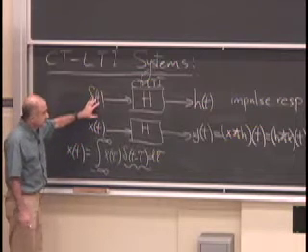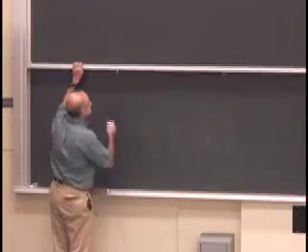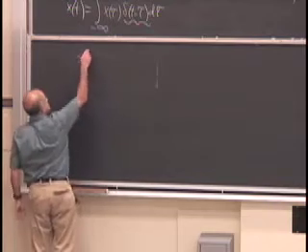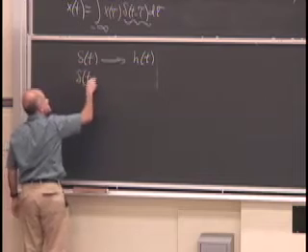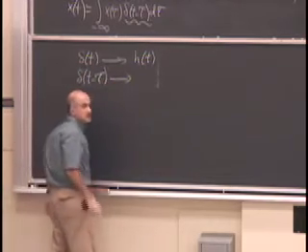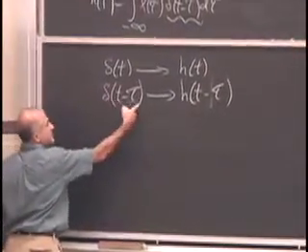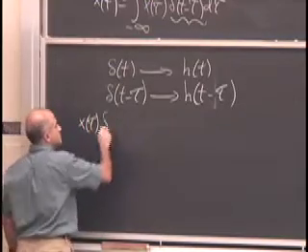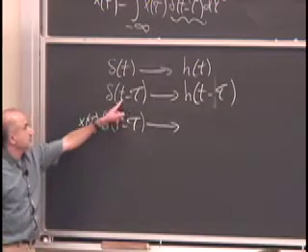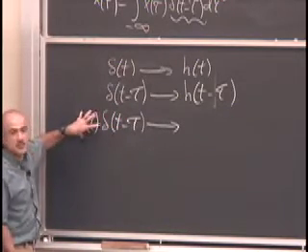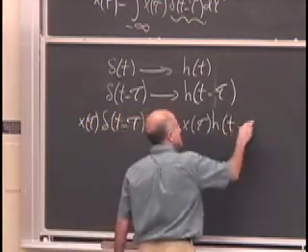So let's go through that step by step. If the response due to delta of t is h of t, what is the response due to delta of t minus tau? H of t minus tau. And if I now multiply this by some number, what's the corresponding output? My time variable is t. This is a dummy variable, so this acts like a constant. X of tau, h of t minus tau.